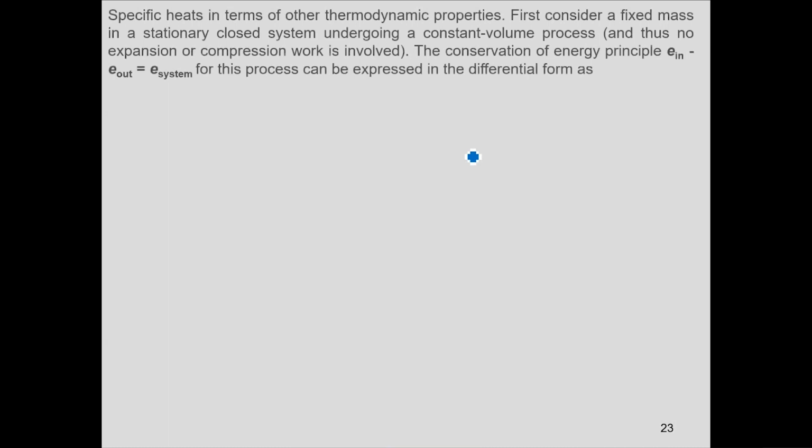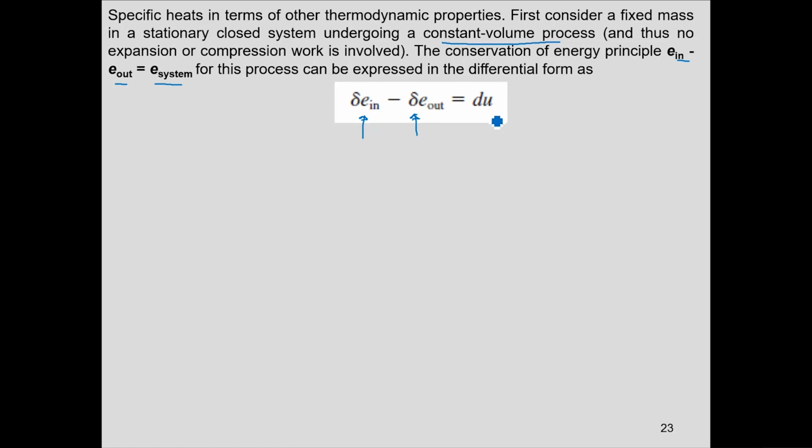Moving on. Specific heat in terms of other thermodynamic properties. You have to develop a relationship between specific heat and other thermodynamic properties. So you consider a closed stationary system undergoing a constant volume process. That is, no compression or expansion work is involved. So the energy equation should be E in minus E out is equal to the change in energy of the system. So that means the differential energy coming into a system minus the differential energy moving out of the system is equal to the change in internal energy of the system.